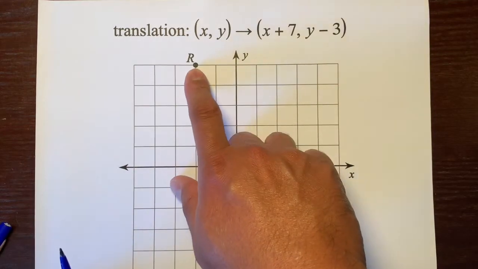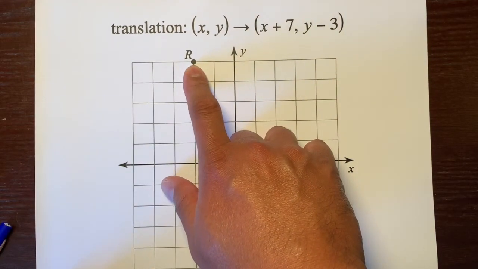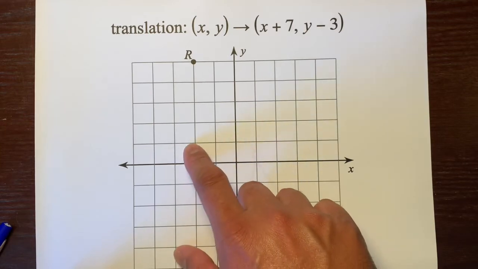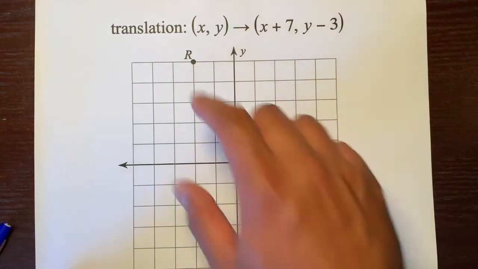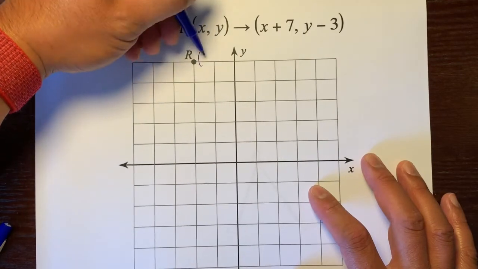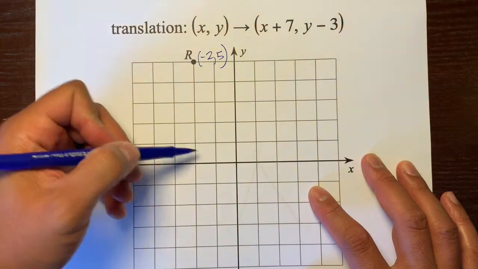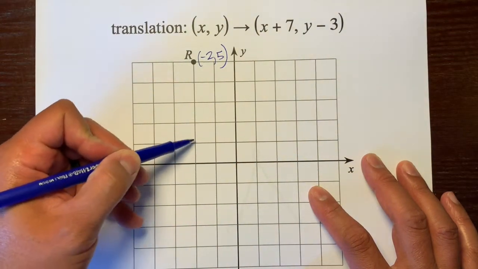So where's the point at? Oh, it's right there. So we're going to translate this R. What are the coordinates of R? Well, -2, and 1, 2, 3, 4, 5. So R is at -2, 5.